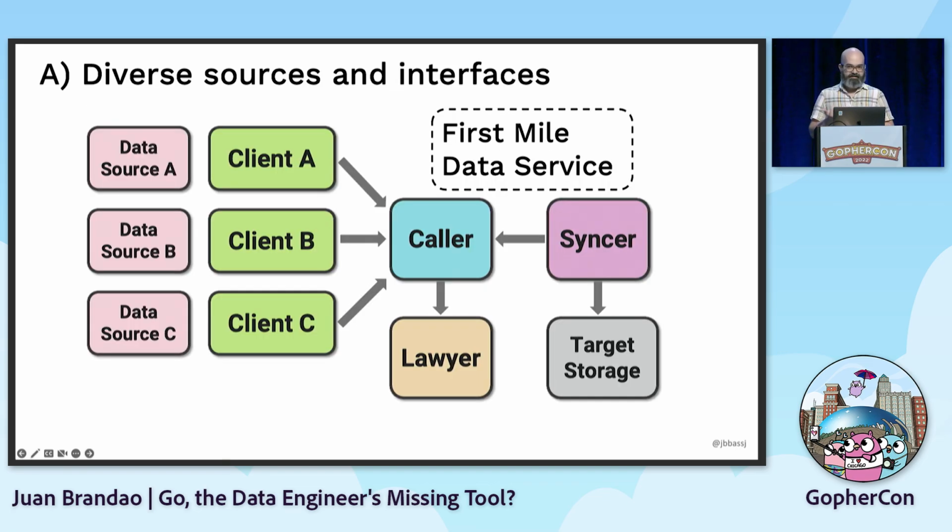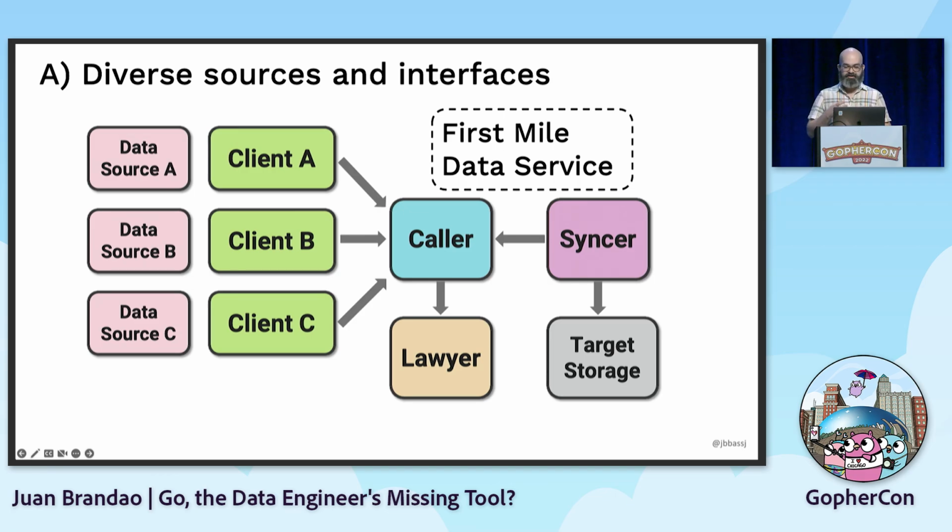For the challenge of diversity of sources, this is part of why we decided to tackle the data ingestion challenge centrally. Go helped us abstract the details of each data source, making processing at scale robust, efficient, and observable. This is a little overview of the first mile data service.